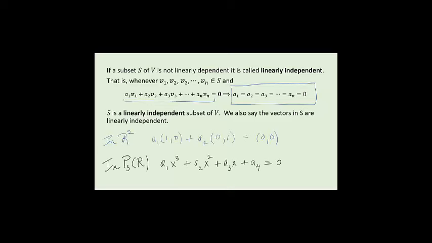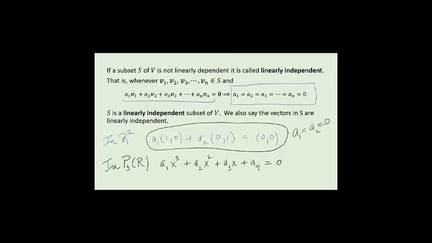For example, in R2, the plane, if we set up this equation, taking the two vectors (1, 0) and (0, 1), you know that this equation has only the solution a1 equals a2 equals 0. So these two vectors are linearly independent.